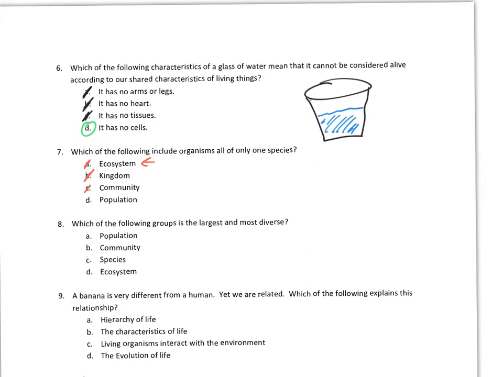What's the only one out of here that only has one species? Population. Population is like us. Okay, so the population of Cleveland is 100,000. How many species are there in that population? One. Human. The population of dogs is 1 million. How many species of dogs are there? One.